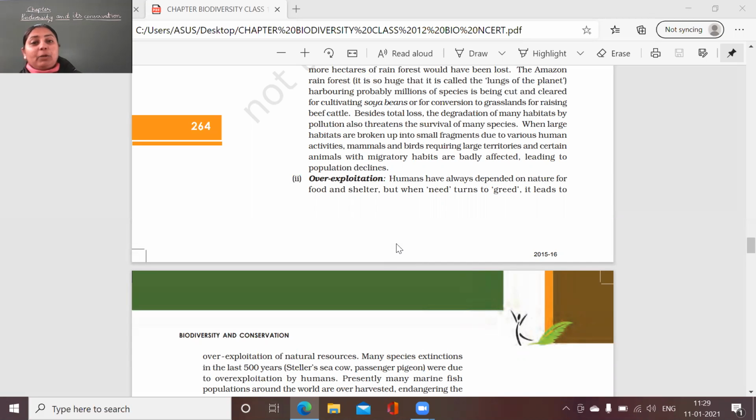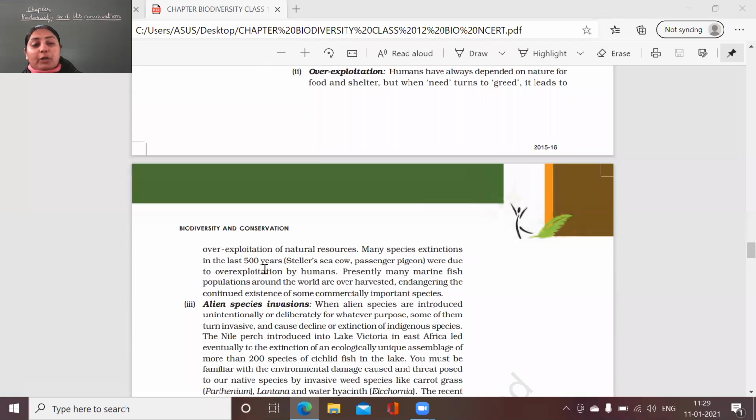As our population increases, the demands on nature also go on increasing. We are dependent on nature for so many things like food and shelter. All of these are our greed. So in order to satisfy our greed, what we are doing is the over exploitation of our natural resources. But what is the special thing? Our natural resources are limited in number, their number is not increasing, but our greeds, our demands, keep on increasing. So what happened? We are over exploiting our natural resources.